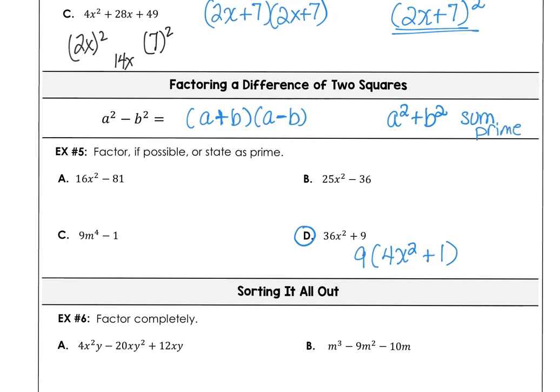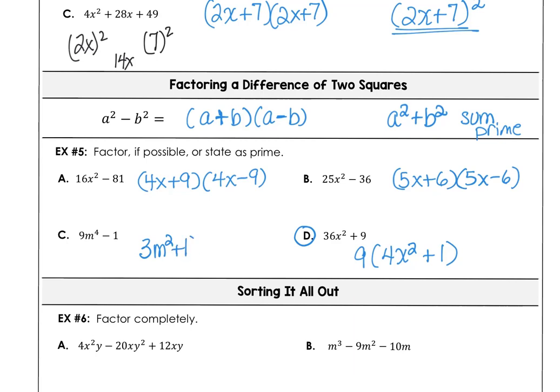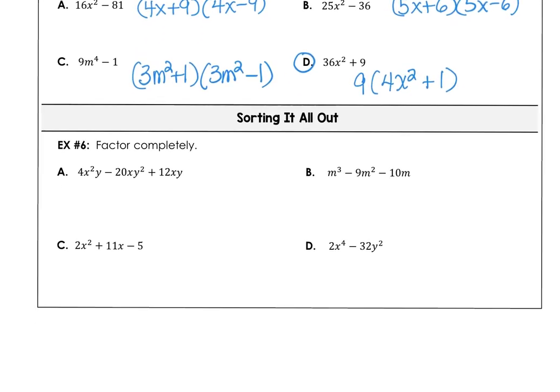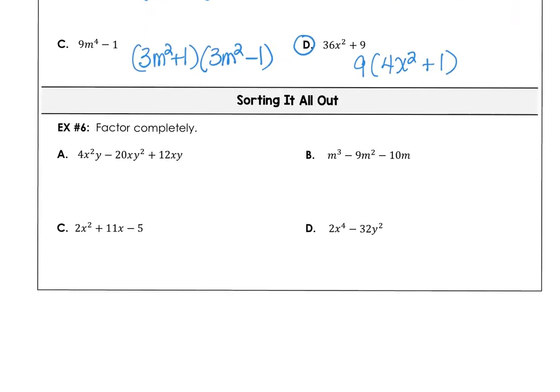But part A is (4x + 9) and (4x - 9). Notice there's no middle term. Part B is (5x + 6) and (5x - 6). And part C is, now this one's tricky, (3m squared + 1) and (3m squared - 1). That's called the difference of two squares. And then lastly, for part 6, we're going to mix and match them all.